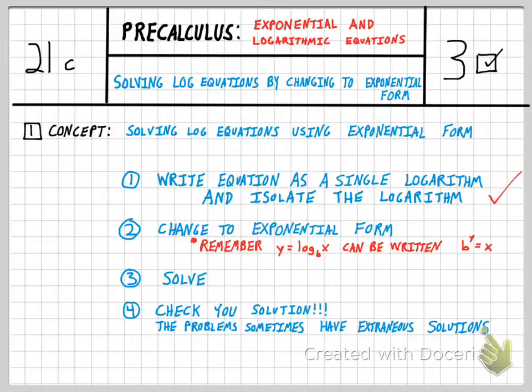We'll look at an example, but it's important to get the log all by itself. And then we're going to take our logarithm and change it into exponential form. You've done this before. Remember our Roman numeral 9 trick. Every logarithm can be changed to an exponent. So that, which we've studied before, is going to be important.